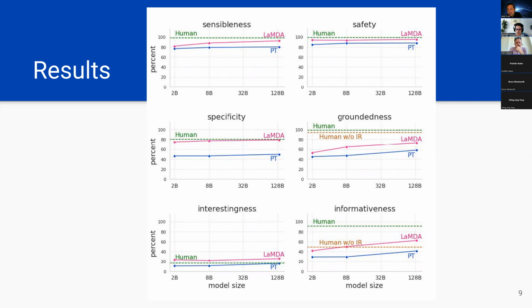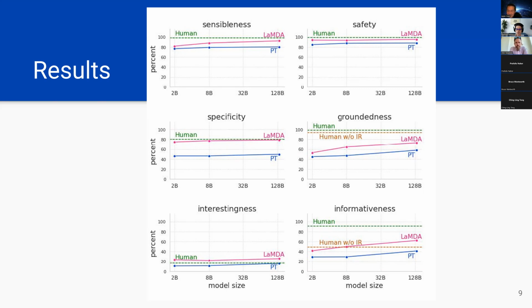humans, without IR, the information retrieval system, so humans were not allowed to do a Google search, but still LaMDA and the pre-trained model are lagging behind the humans. But you see that it's 128 billion, and I'm sure that Google must be working on a model that has many more billions. I think in China they have a supercomputer that is using trillions of parameters. So you can imagine that it's going to go up. I don't know if it's going to catch up with humans. We don't know, but it's upward sloping.